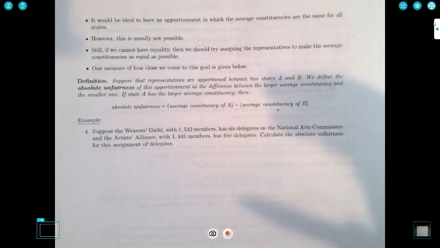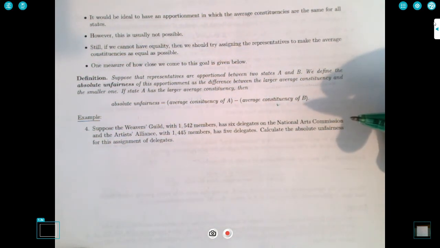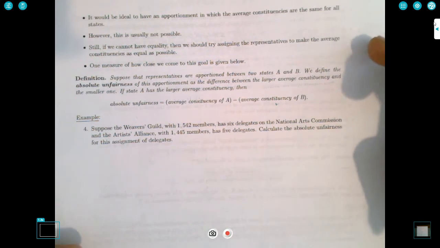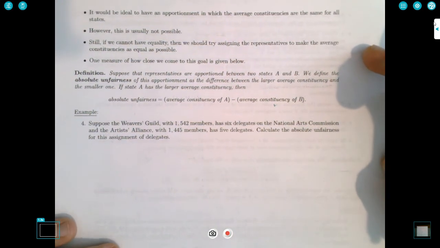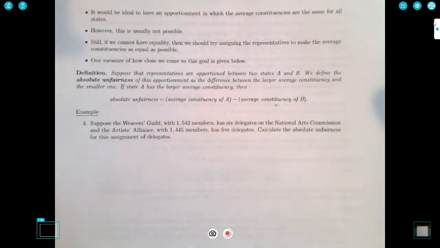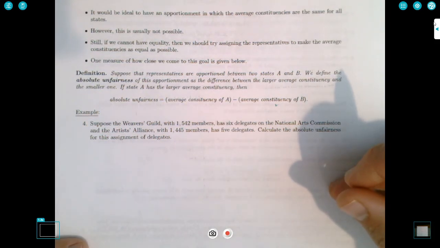I guess you don't really have to worry about which one is bigger or smaller as long as you take the absolute value in the end. So if you subtract them and then take the absolute value of the difference, then you're good to go. And you don't have to worry necessarily about the order of the subtraction. But anyway, let's give an example of this.